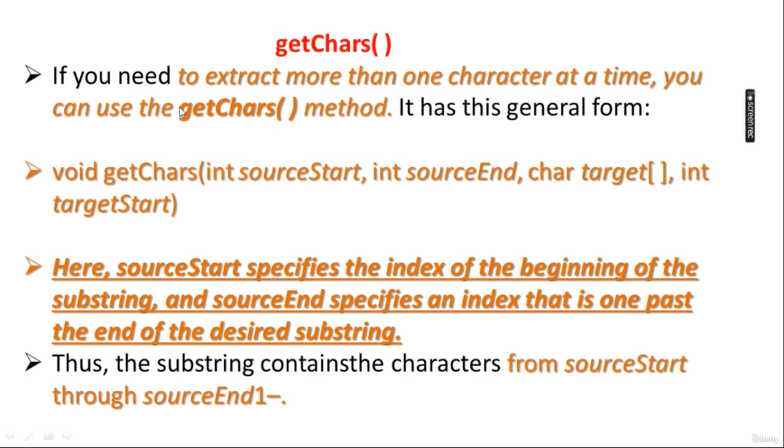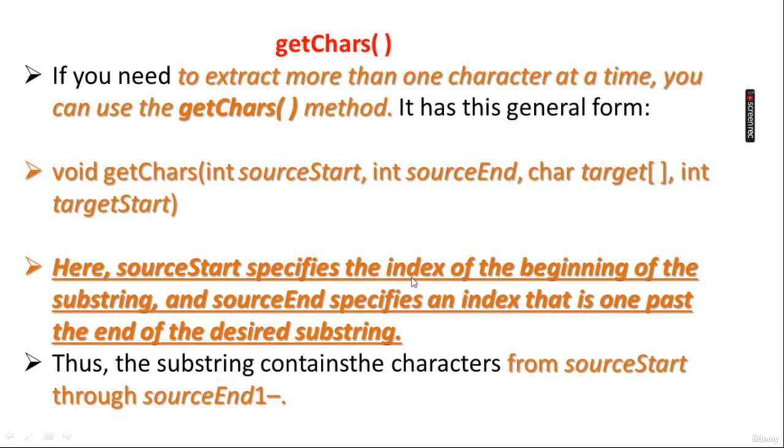Then getChars. If you need to extract more than one character at a time, you can use getChars. void getChars(int sourceStart, int sourceEnd, char target[], int targetStart). Okay, so whatever object name you are specifying, dot getChars, that string literal will be your source. From where to where you have to extract, into which array you have to place it, and then targetStart, from which location you have to place it. sourceStart specifies the index of the beginning of the substring. Okay, and sourceEnd specifies the index that is one past the end of the desired substring.